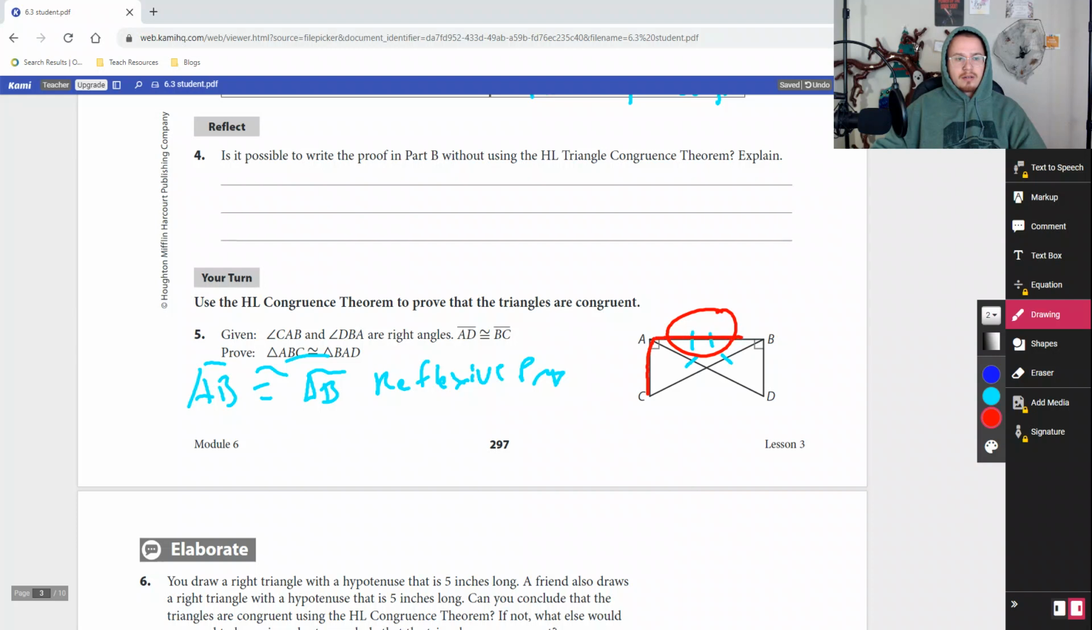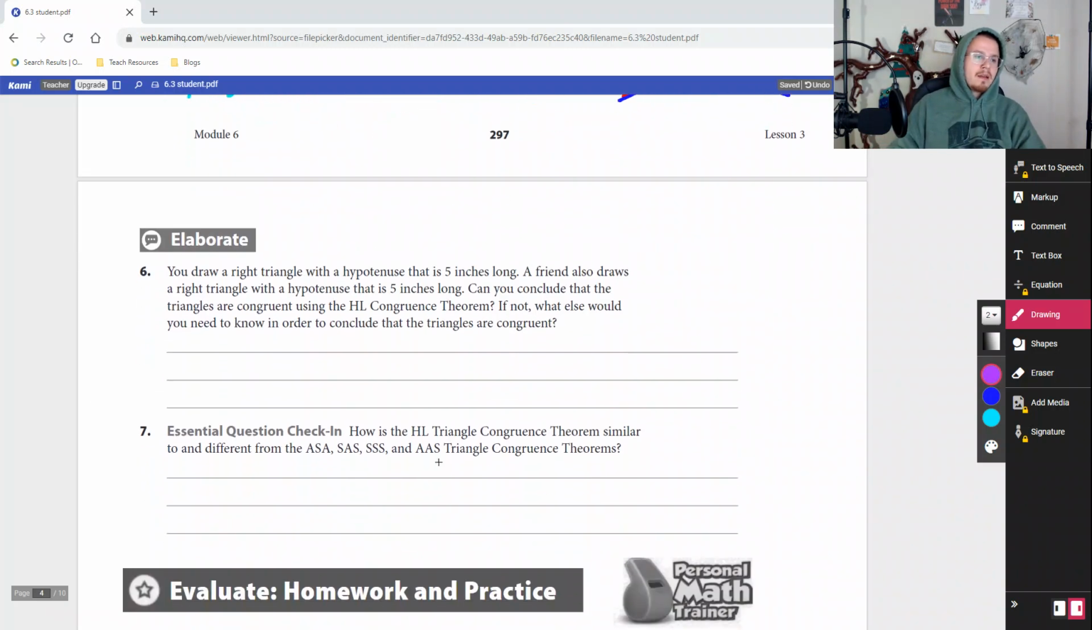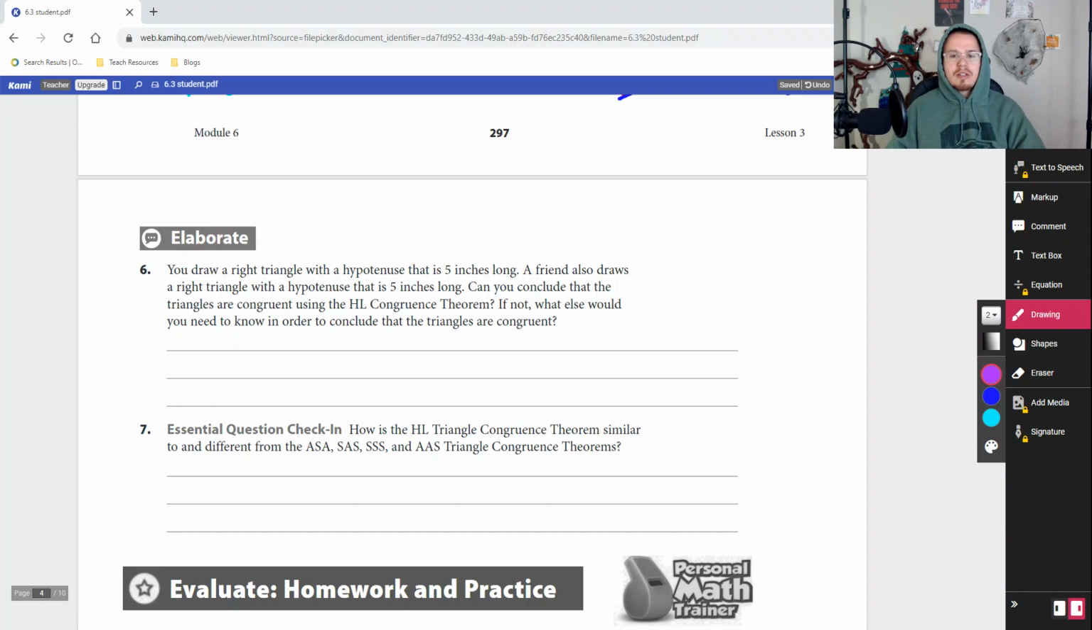Right? If you draw the triangle, let's use a different color. We know that the hypotenuses are congruent, and I'll draw that in blue. We know that the leg is congruent. I'll draw that in purple, and you have a hypotenuse and you have a leg. The whole thing is congruent. So here's a little bit of a trickier problem if you want to try it real quick. If you draw a right triangle with a hypotenuse of 5 inches long, your friend draws a right triangle with a hypotenuse of 5 inches long, can you automatically say that they're congruent? And the answer is no, because just knowing the hypotenuse is not enough. You need to know one of the legs and make sure that they're congruent.